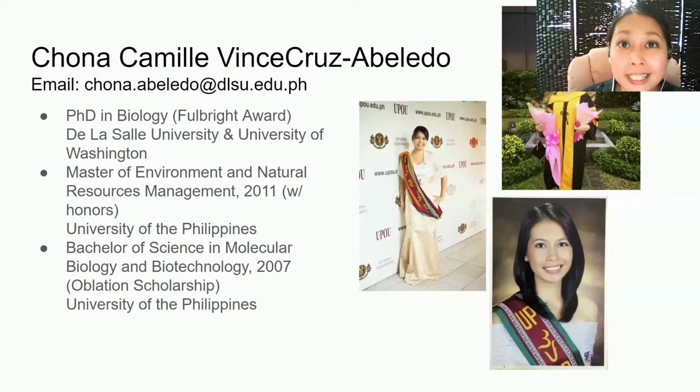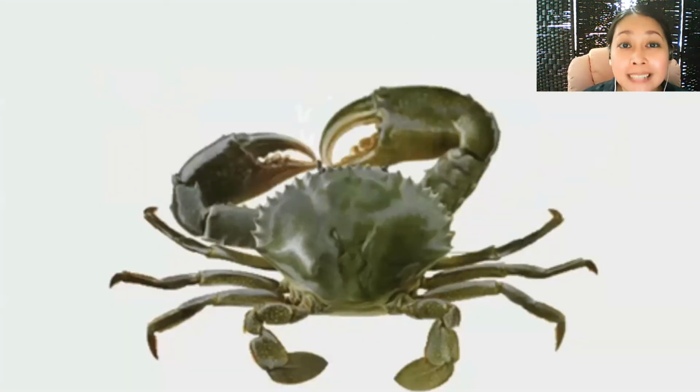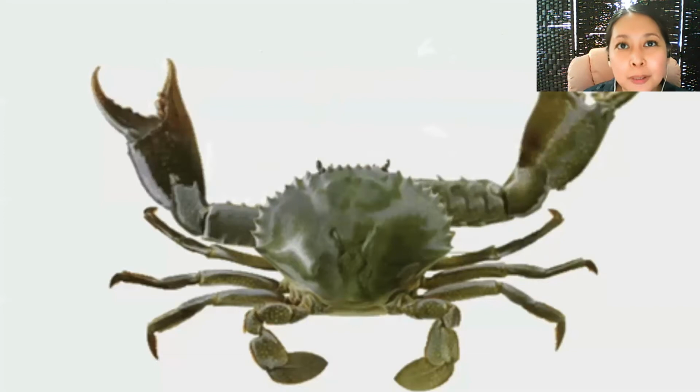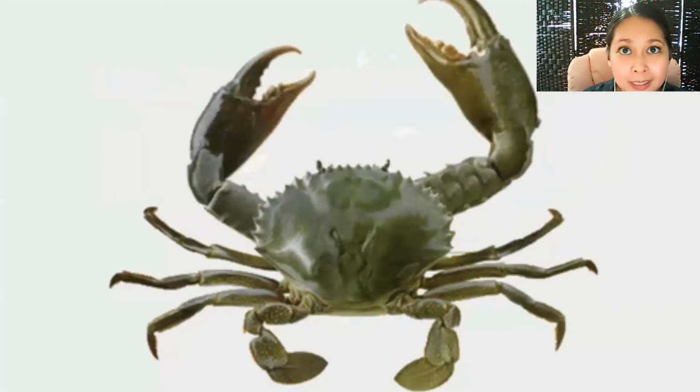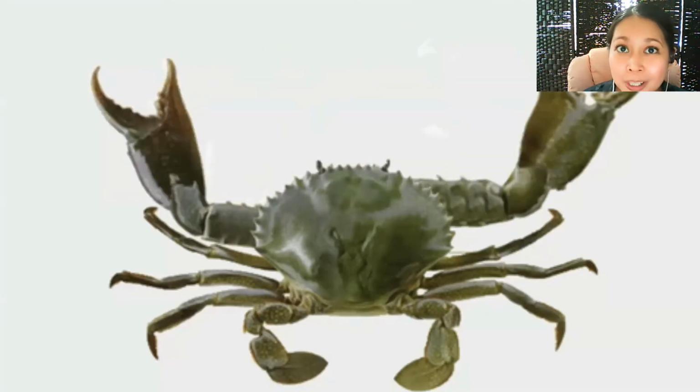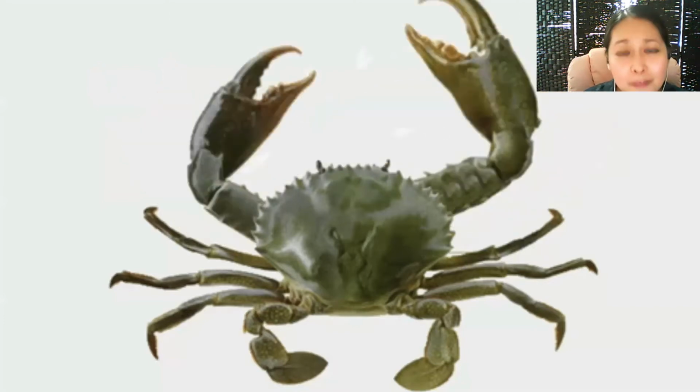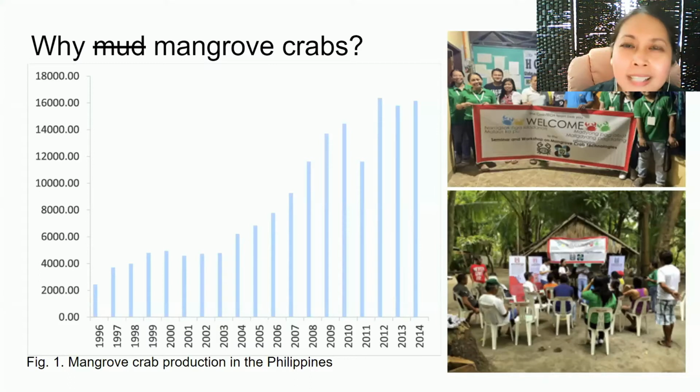My primary training is in molecular biology and upland ecology, and my research has mostly focused on species identification, population genetics, and upland rehabilitation. But for the past 8 years, I've been involved in several projects about the mangrove crab, locally known as the alimango, which brought me closer to the shore and also had a lot of chemistry in it. But why study mangrove crabs? Why are we so interested in the alimango?